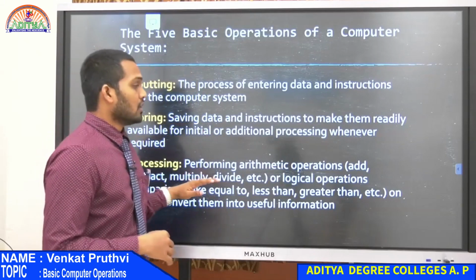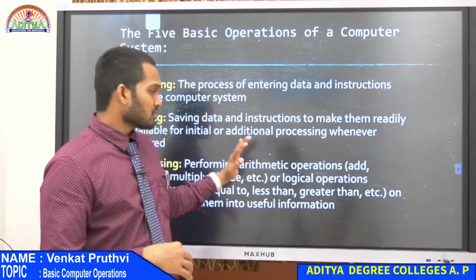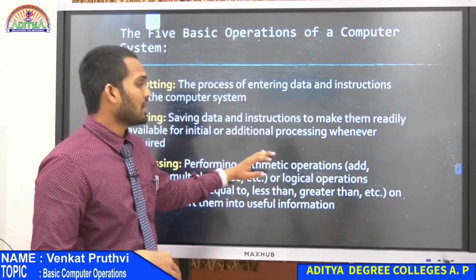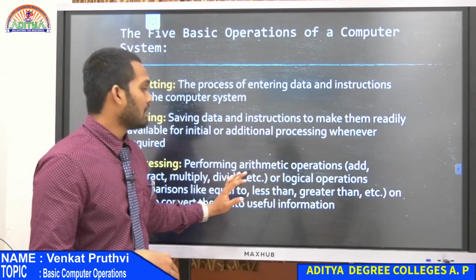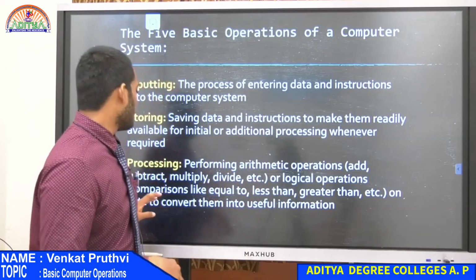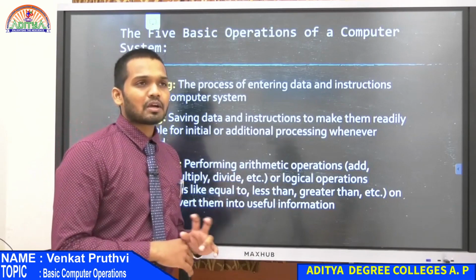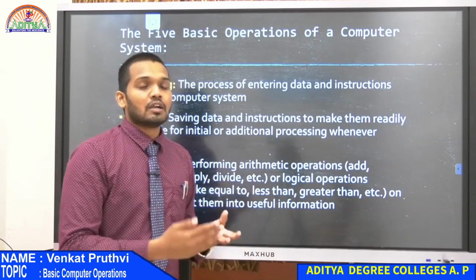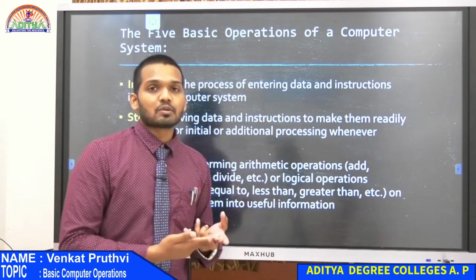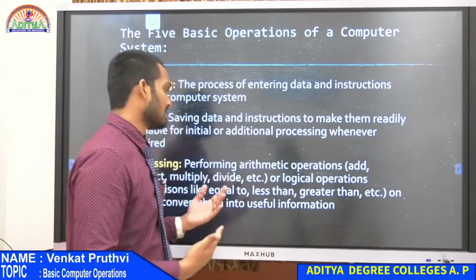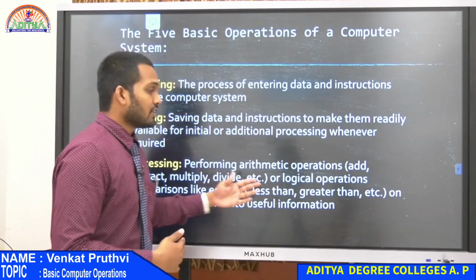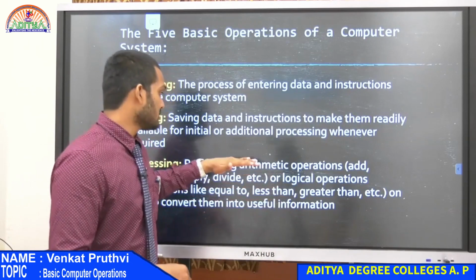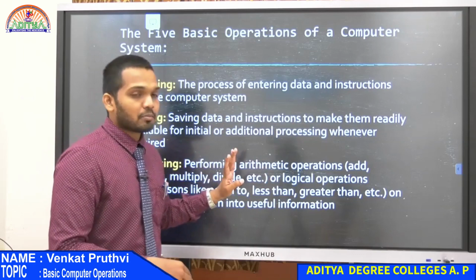Next, we have processing. What happens in processing? If you consider a very basic computer, processing is like performing arithmetic operations: add, subtract, multiply, divide, etc. Or logical operations like comparisons. What do you mean by comparisons? Greater than, equal to, less than, or whether two objects or their values are equal, and then converting them into useful information. We'll see this comparison part in a while, but first try to understand performing arithmetic operations.